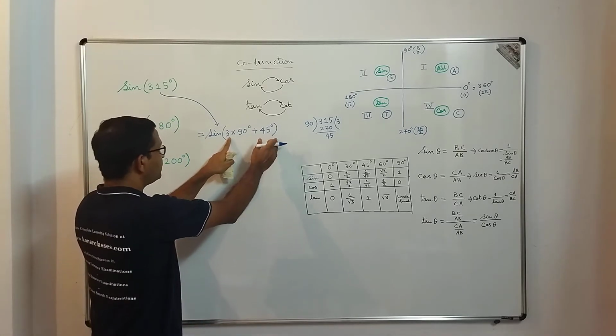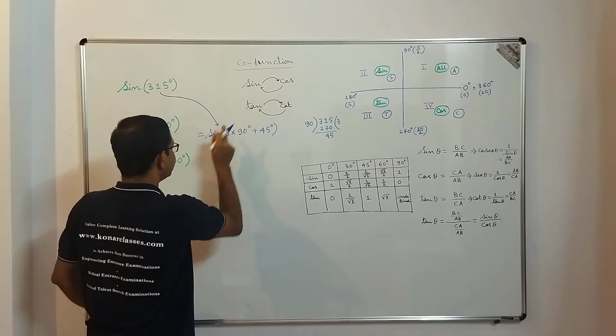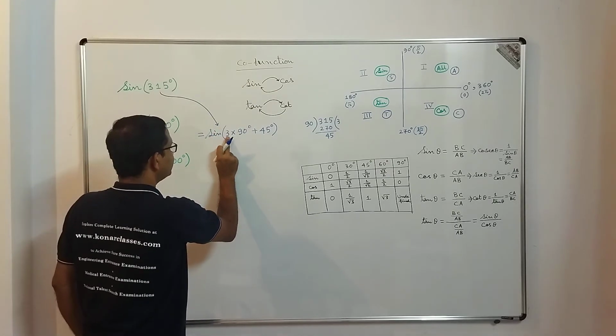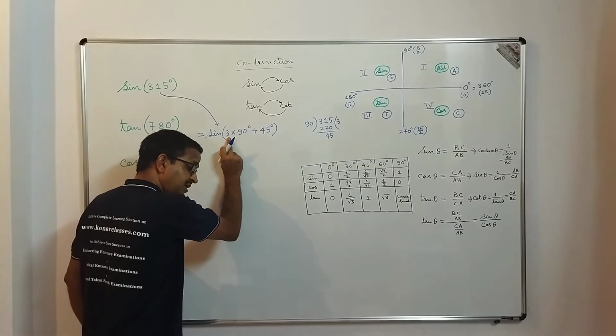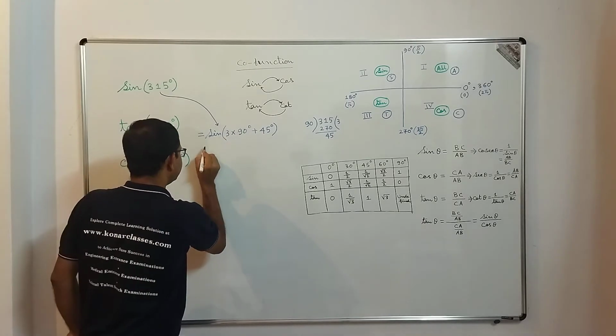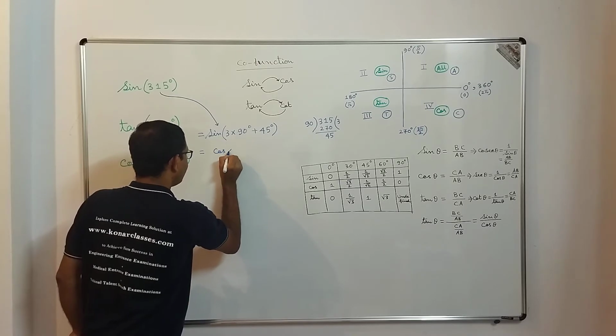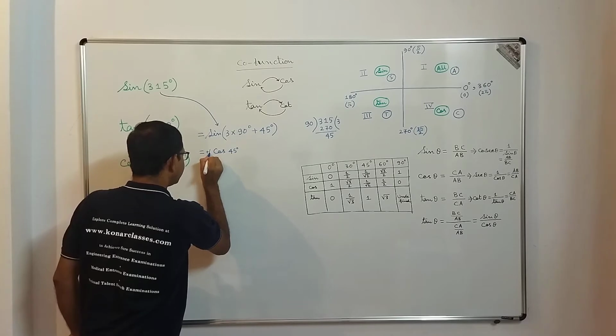If it is odd, then we will go for the cofunction. In this case, what is this? It is a cofunction because sine is 90 degrees multiplied with 3, which is an odd number. If it is an odd number, then we should go with sine's cofunction, that is cos 45 degree, with a plus sign or minus sign.